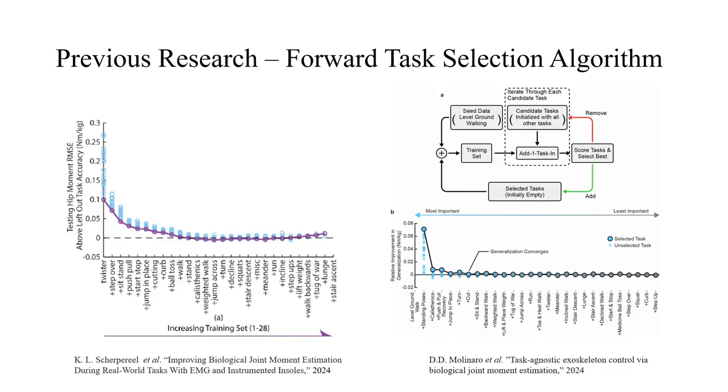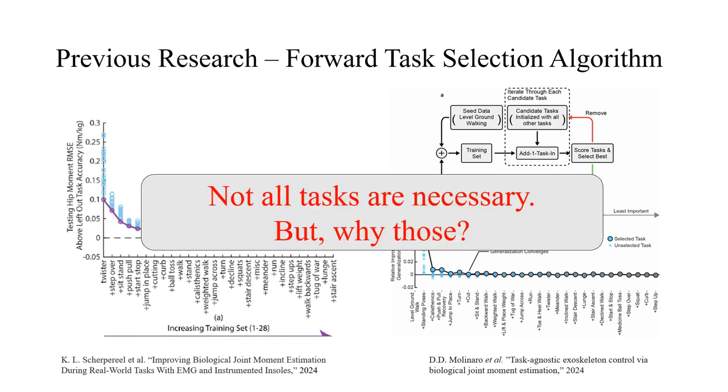Some studies have explored this by using a task selection algorithm. They discovered that training with just 8 to 10 out of the total tasks can achieve optimal model performance. This suggests that not all tasks are necessary for effective model training. However, it's unclear why certain tasks are more beneficial than others. Current methods rely solely on model performance for task selection, lacking biomechanical explanation for these choices.